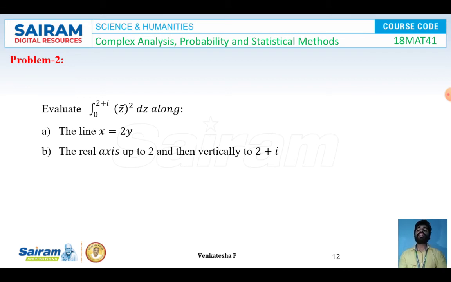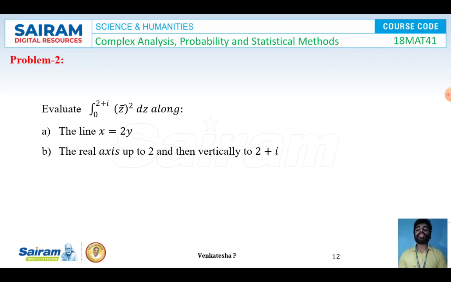They have given that (z̄)² is the function. So z̄ means x - iy, and (z̄)² means we have to take (x - iy)². It will become x² + (iy)² - 2ixy. Since i² is -1, we get x² - y² - 2ixy, and I'm taking dz = dx + i dy.